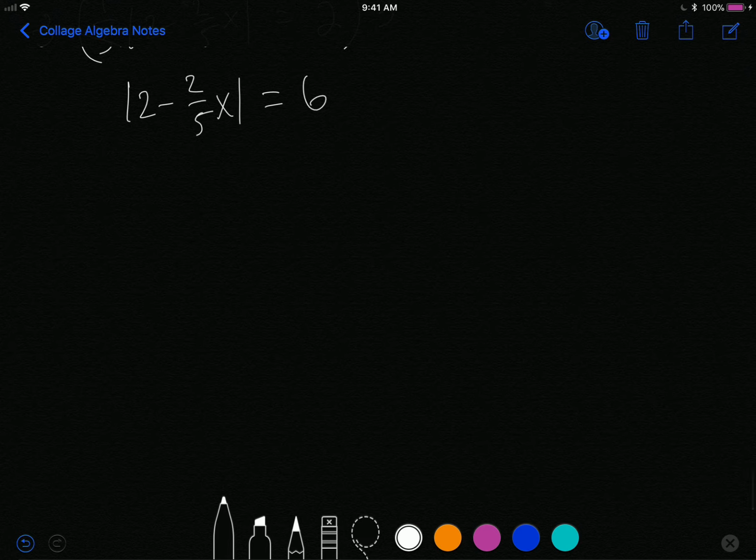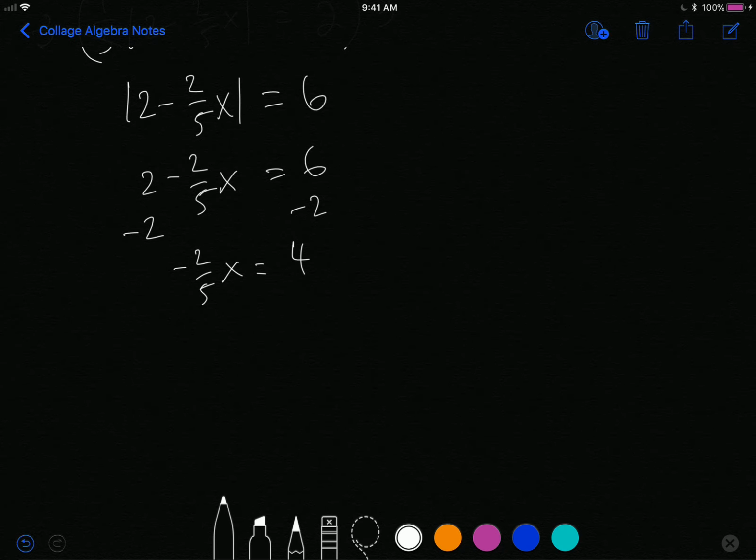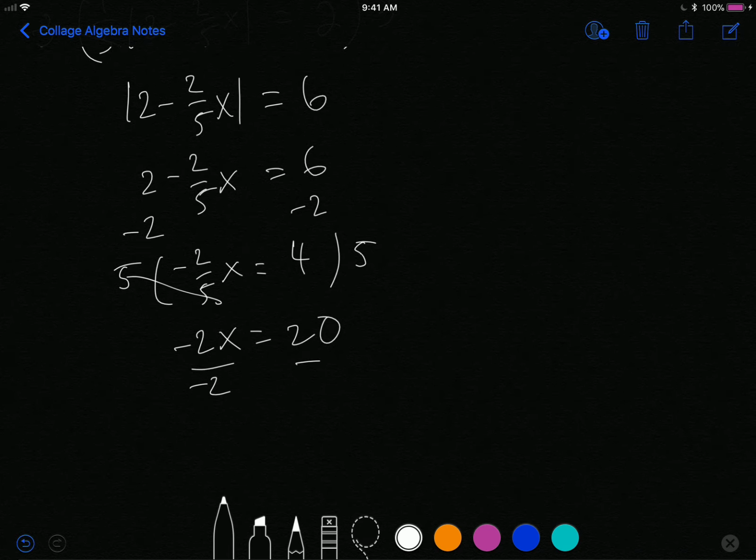Drop my absolute value, and so 2 minus 2 over 5x, drop the absolute value, is equal to 6. Subtract 2 from both sides. So -2 over 5x is equal to 4. I'm going to multiply by 5 to cancel the denominator. These cancel. -2x is equal to 20. And then I divide by -2. So x is equal to -10.